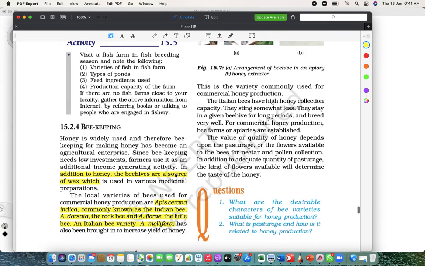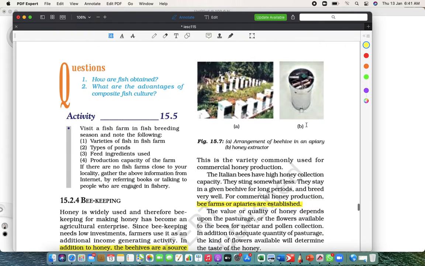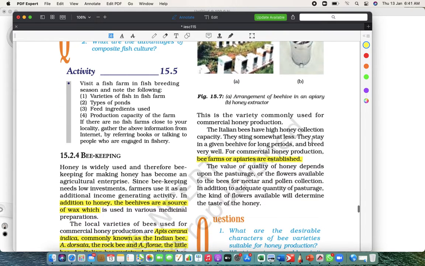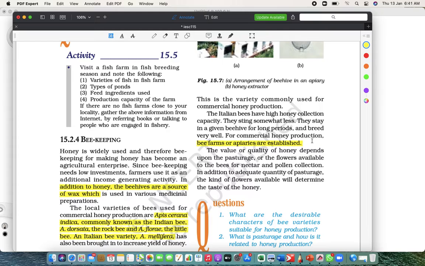So in commercial honey production, bee farms and apiaries are established. They get a box like this, right? Over there, these honeybees come because they have a certain smell. They come and start building this, and they collect honey. Once it is collected, they close it and take it away. They don't do it at our farm. They take the whole box only.